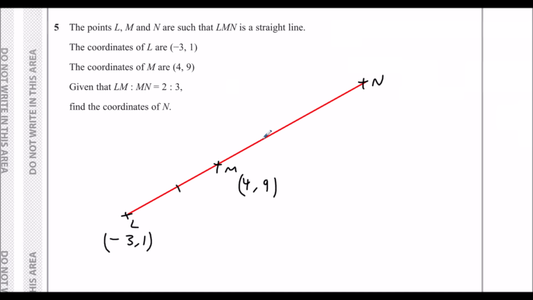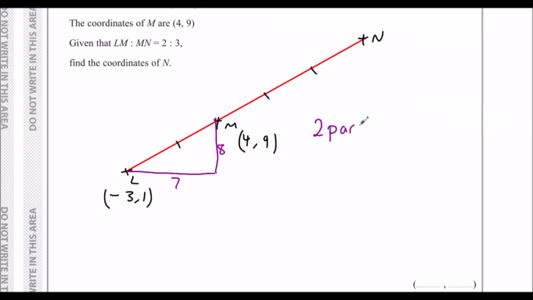So let's work out the distance from L to M. How far do we have to go to get from L to M? In the X direction, we go from -3 to 4. -3 to 4 is 7 spaces. And from 1 to 9 in the Y's, we're going up 8. So 2 parts is 7 in the X, 8 in the Y. So then we can work out what 1 part is by halving that. So 1 part will be 3.5, 4. So each part is along 3.5 up 4, along 3.5 up 4, along 3.5 up 4, along 3.5 up 4, along 3.5 up 4.